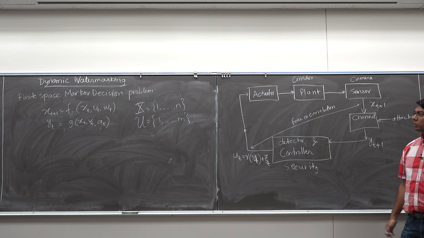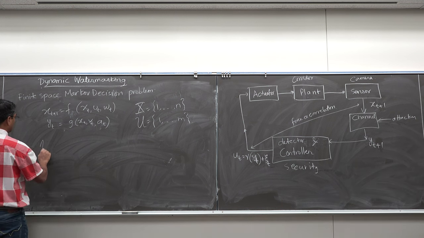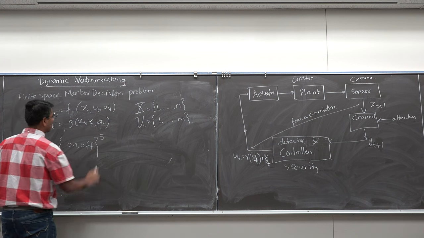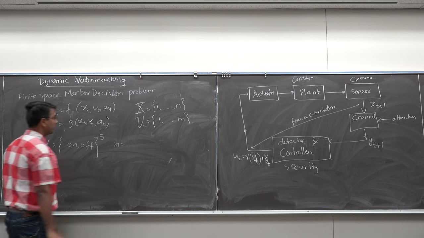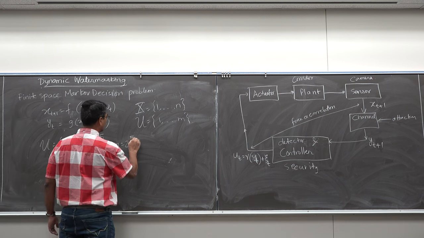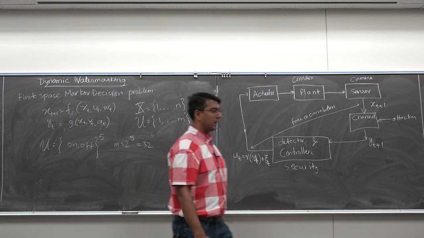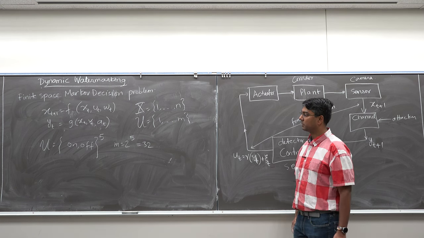So action could be on-off, it could be on-off of 5 switches. If you have 5 on-off switches to control, what exactly is the value of M? Can you tell me? I have 2 actions and I have 5 switches, so M is actually equal to 2 raised to 5. So I have 32 actions. At every point of time, I have 2 actions and there are 5 such actuators, so I have 32 possible on-off combinations of the 5 items.